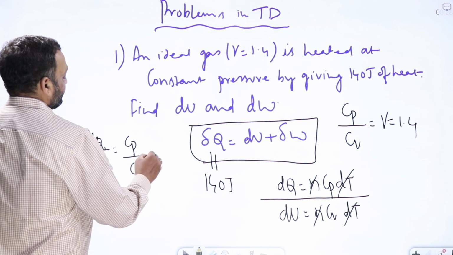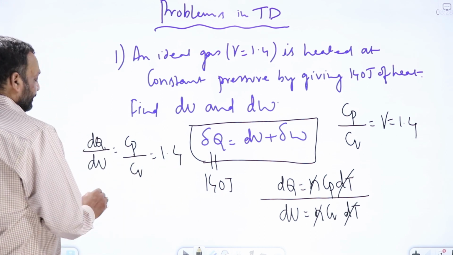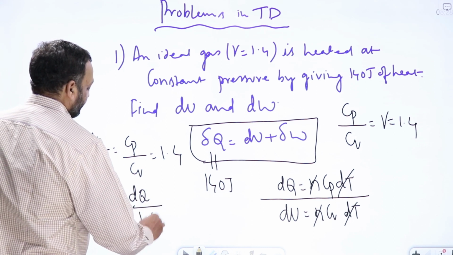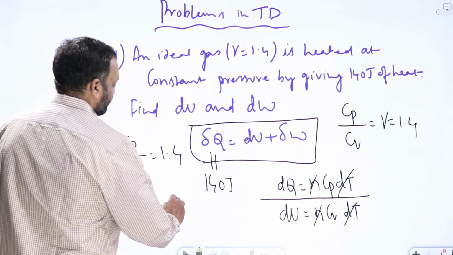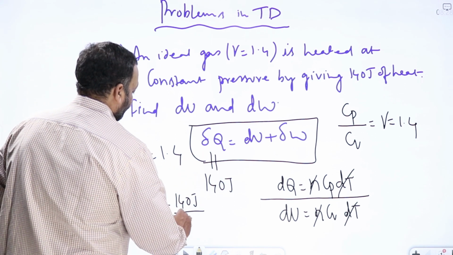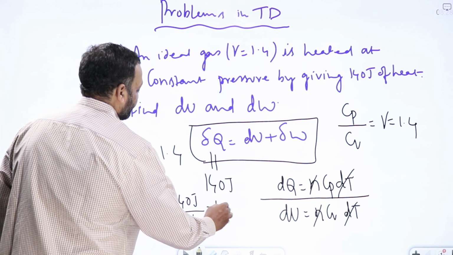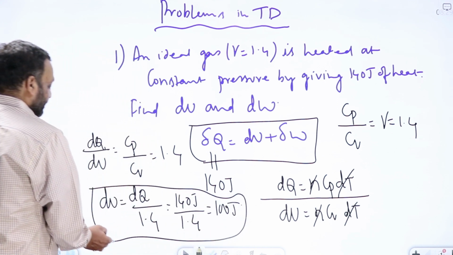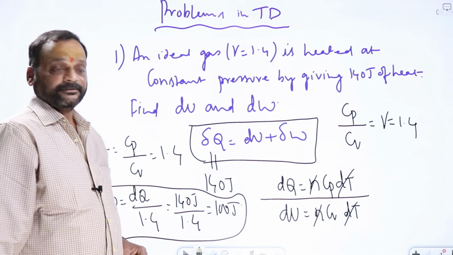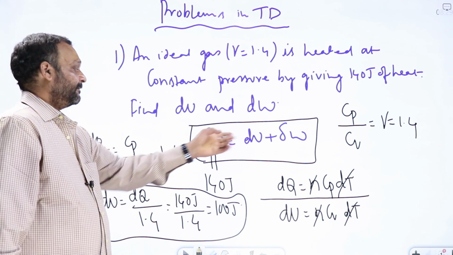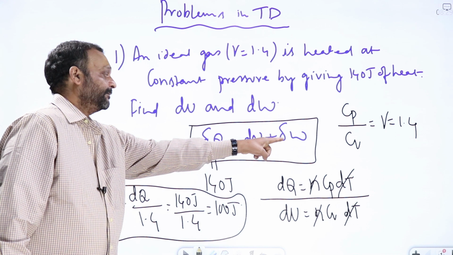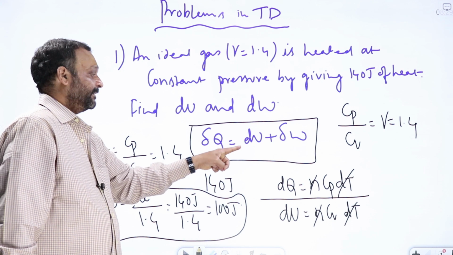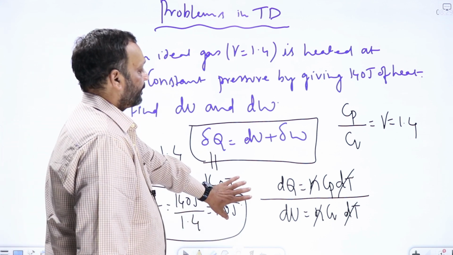Cp by Cv is gamma, given as 1.4. Therefore dU, change in internal energy, equal to dQ by 1.4. dQ is given as 140 joules. 140 by 1.4 is nothing but 100 joules. This is the change in internal energy of the gas when it is heated at constant pressure by taking heat of 140 joules. Then dU is 100 joules. dQ equal to 100 plus delta W, so 140 equal to 100 plus delta W, external work done equal to delta Q minus dU, which is nothing but 40 joules.